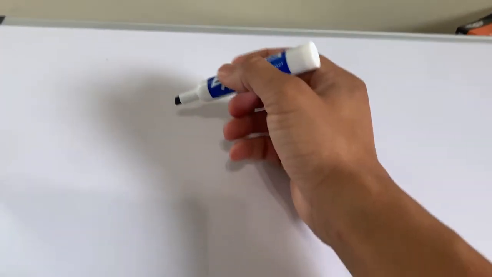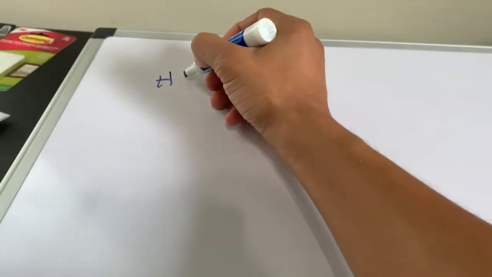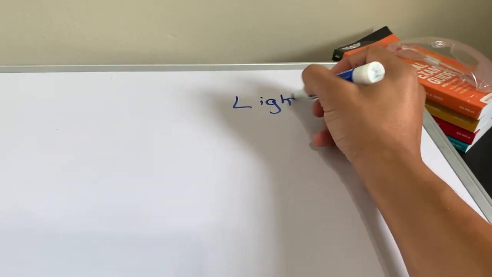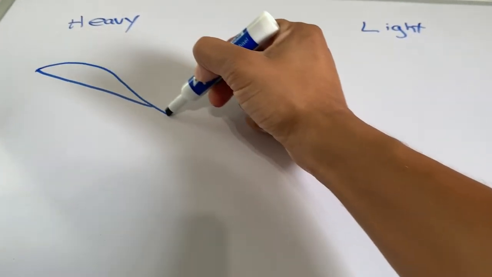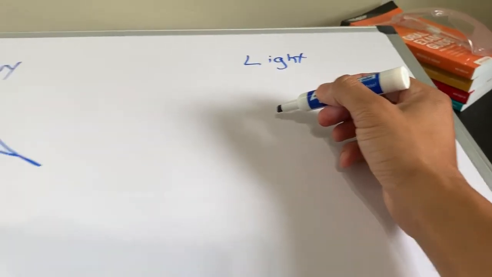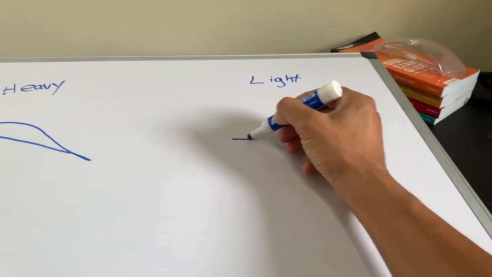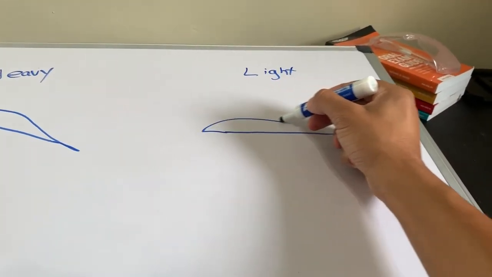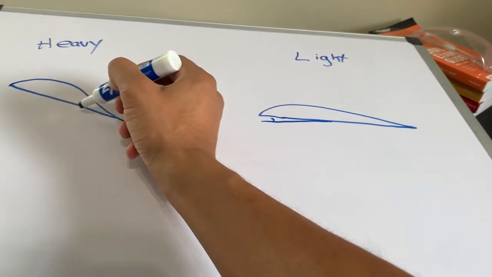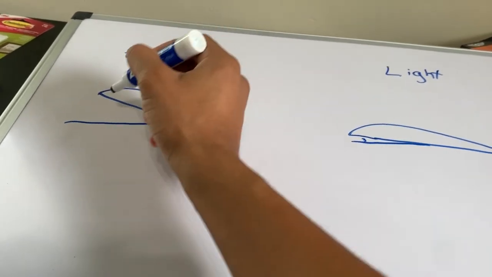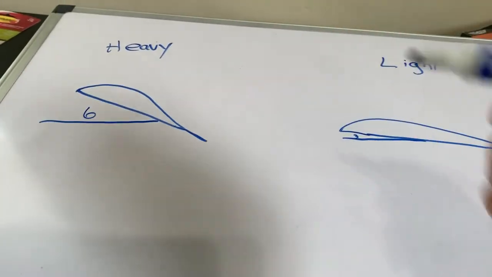So that being said, the critical angle of attack for the Cessna, let's say it's 12 degrees, I don't know. So this is you heavy, and you light over here. Heavy, like I said, you need a higher angle of attack, and if you're light, you need less angle of attack. So let's say this angle of attack is like, I don't know, 3, and this one's, let's say, 6, whatever, okay?